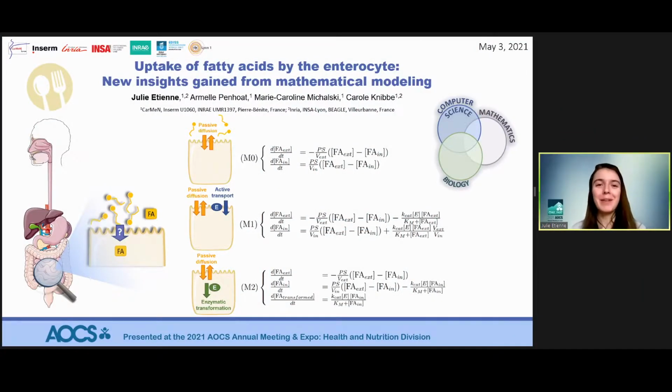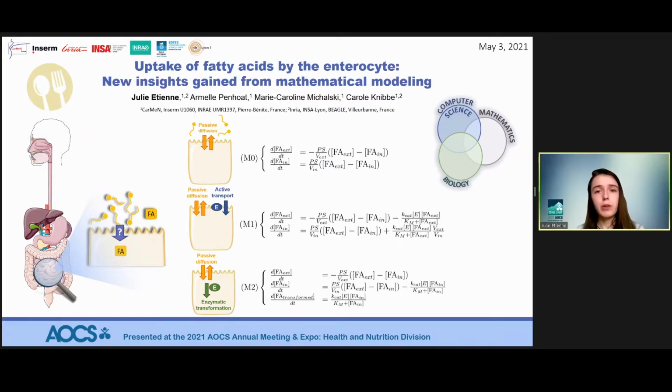Hello, everyone. I'm very happy to be here to present my ePoster at this AOCS meeting. My ePoster deals with the fat contained in our meals. And this fat is mostly composed of triglycerides, which carry fatty acids. In more detail, my ePoster focuses on how these dietary fatty acids are taken up by cells of our intestine, namely enterocytes. In the literature, this process of uptake is very debated, and it is usually viewed as being composed of passive diffusion along with a carrier-mediated mechanism.